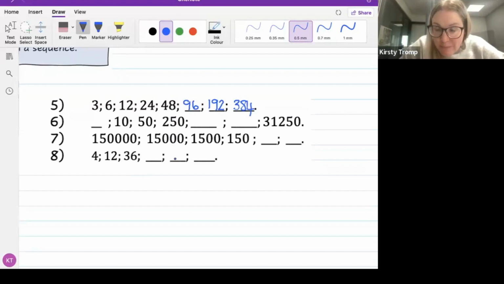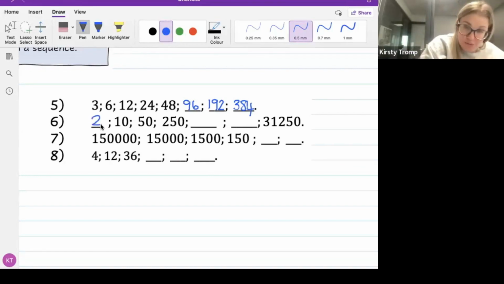Okay, moving on to the next one. I'm missing the first number. Then I've got 10, 50, 250, missing, 31250. So what did I do to 10 to get it to 50? I times it by 5. 50 times 5 gives me 250. Good, so I'm multiplying by 5. So to get my first number, what am I going to say? I'm going to say the opposite. 10 divided by 5 is going to give me 2.